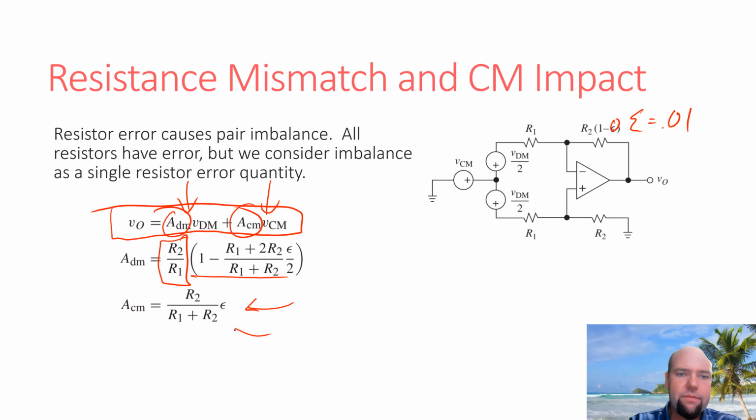And so right now, we get this common mode gain, which is R2 over R1 plus R2 times this error term. This is unfortunate because it basically means that our common mode gain is going to be proportional to our resistor error, and that's a lot. This is not like a 1/1,000,000th of the common mode showing up. This is like 1% of the common mode, as a result of resistor imbalance. So this is a big issue, and one that we develop ways to work around in this class.